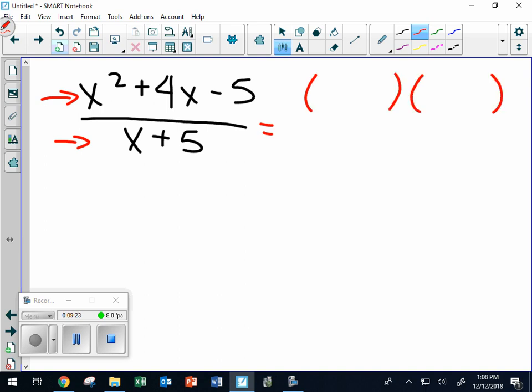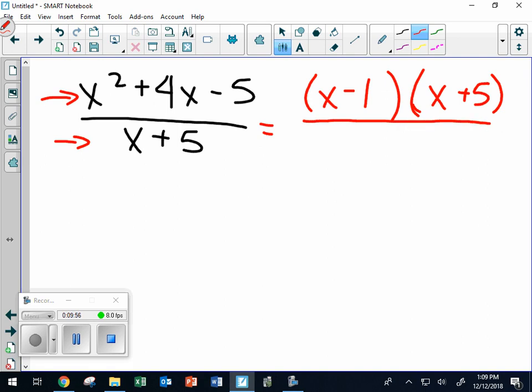So we need to factor this. I will give you a few moments to factor this. Now I'll pause the recording while we do. I've given you a little bit of time to factor. Audrey, can you help us factor this? X minus 1 and x plus 5. Okay. Can we factor the bottom? No.